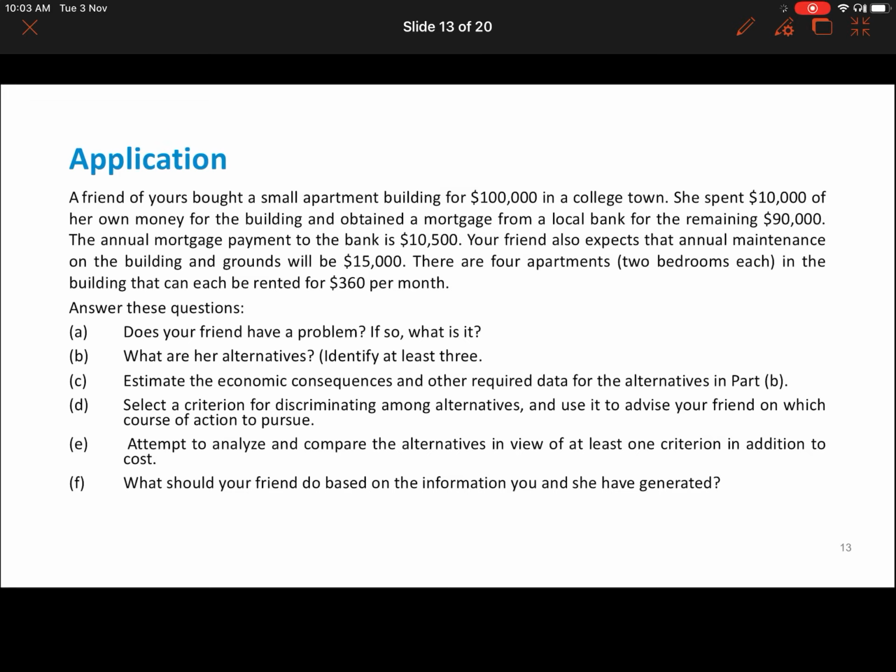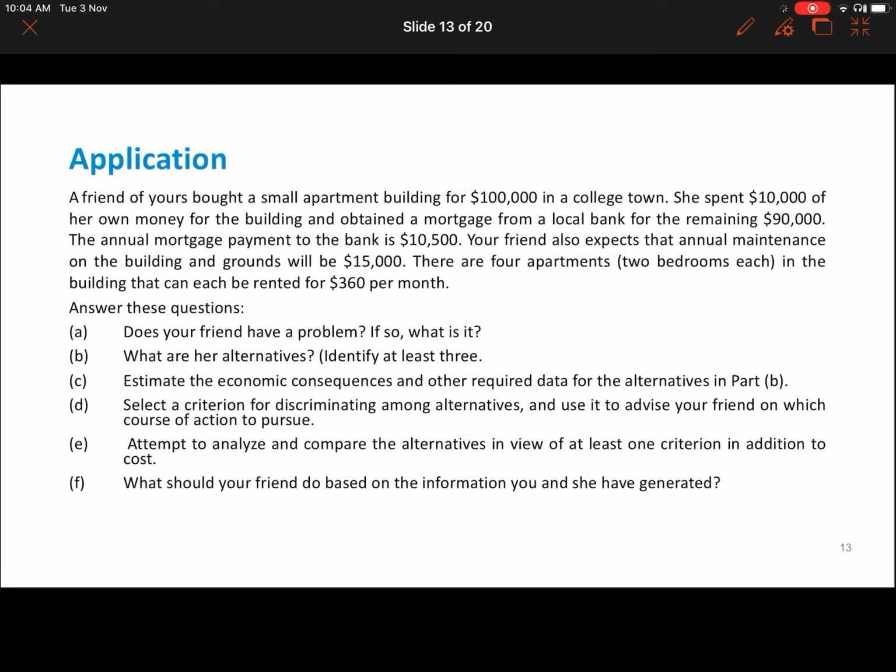Still in lecture 1. Now we will talk about one application in engineering economy to learn the procedures of engineering economy. The application says a friend of yours bought a small apartment building for $100,000 in College Town. She spent $10,000 of her own money for the building and obtained a mortgage from a local bank for the remaining $90,000.